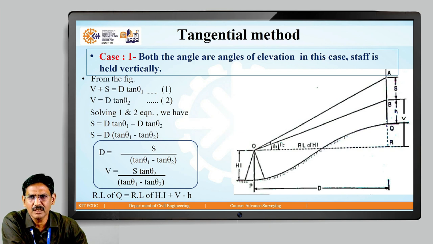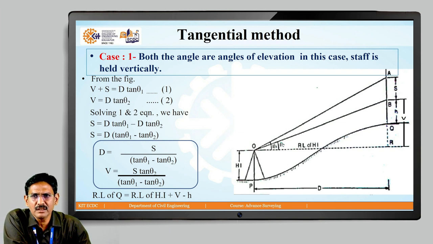If you look at it, it is a simple geometrical derivation of the figure, which we are showing using trigonometry. So if you look at the figure, V plus S is equal to D tan theta 1 is one equation. For tan theta 1, D tan theta 1, V plus S will be the intercept to the top of the target, and for the second case, to the bottom of the target, it will be D tan theta 2, which will be equal to the vertical intercept V.